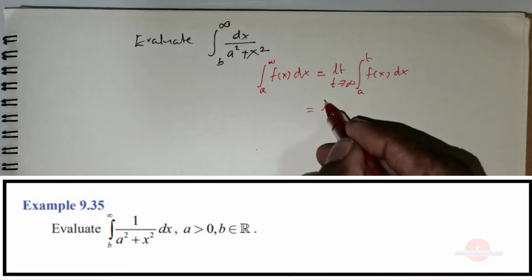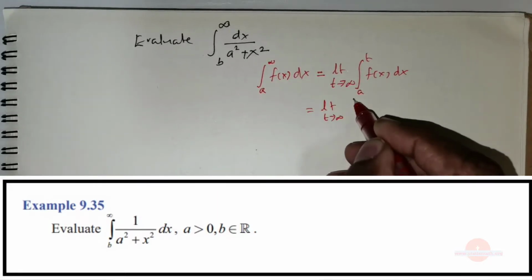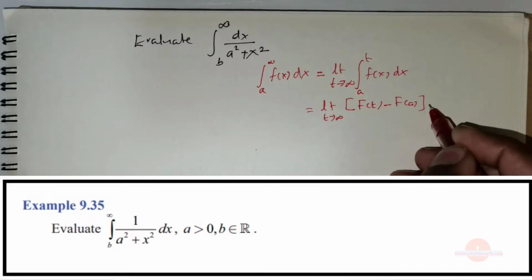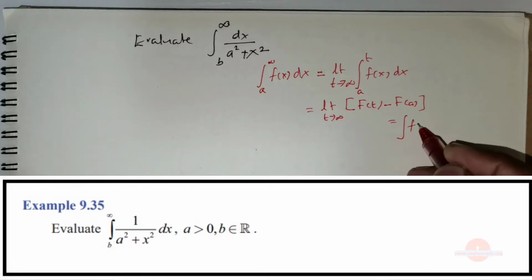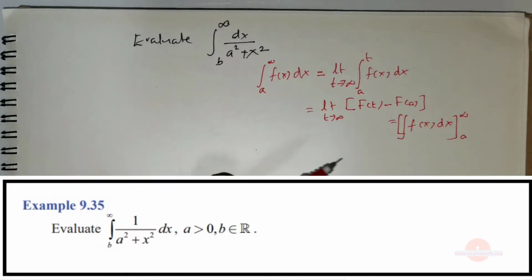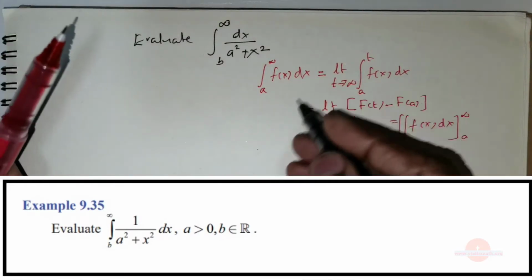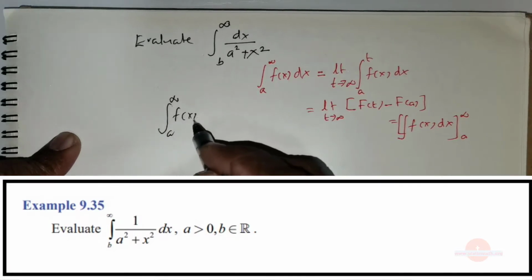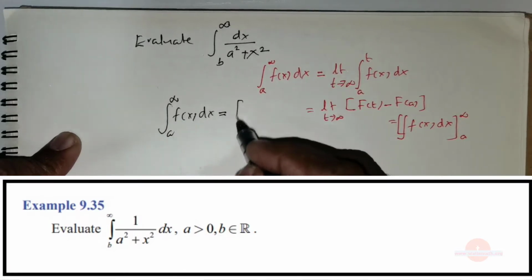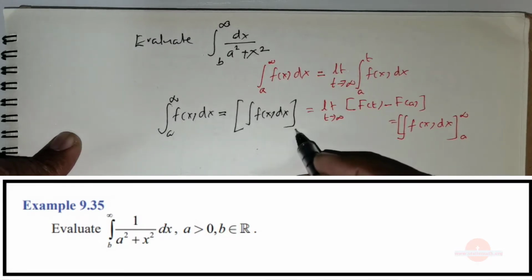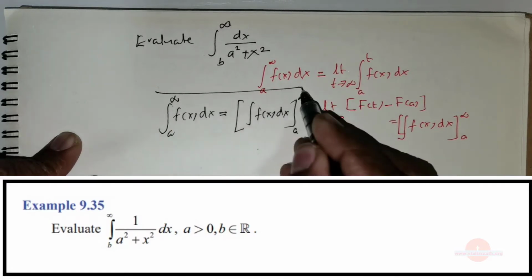Now this can be rewritten as the limit as t tends to infinity of F of t minus F of a, which is nothing but the integral of f of x dx. The limits are from a to infinity. Now you don't need to learn or understand all of these. You just know that the integral from a to infinity of f of x dx is nothing but the integral of f of x dx with the limits a to infinity. So this is from calculus. It's a property there.